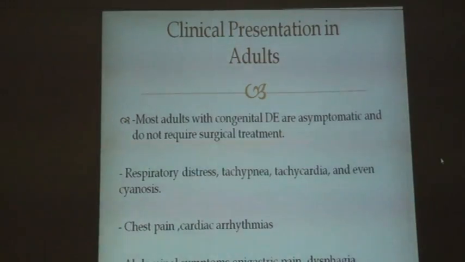Most adults with congenital diaphragmatic eventrations are asymptomatic and do not require any surgical treatment. They mostly present with respiratory distress, tachypnea, tachycardia, or even cyanosis. Chest pain or cardiac arrhythmias may be present. Abdominal symptoms like epigastric pain, dysphagia, dyspepsia, belching, and gastroesophageal reflux may also be found.